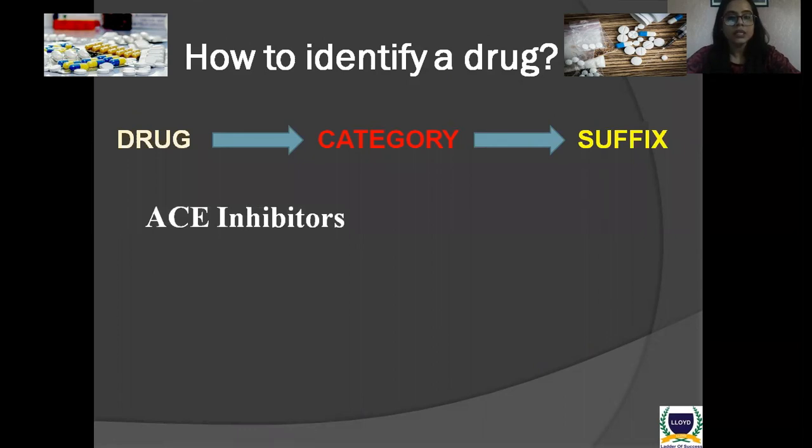ACE inhibitors are the drugs which have the suffix pril. So by remembering the suffix pril, you can easily identify that they are ACE inhibitors.